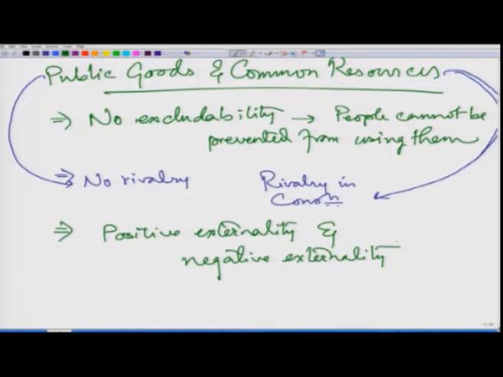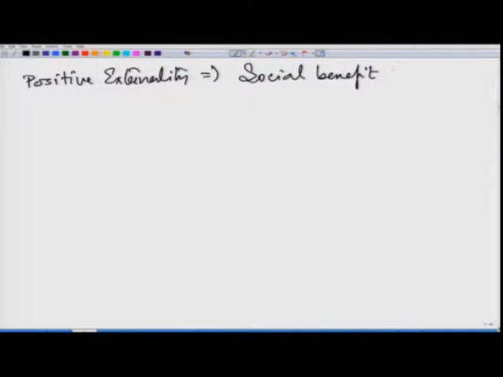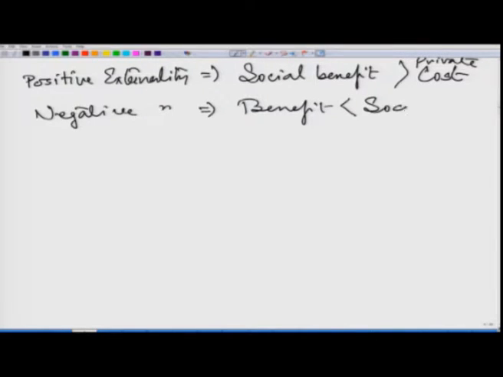Negative externality. Now, what is positive externality? We will discuss in detail about positive externality, but still, what is positive externality? Positive externality is where my social benefit is greater than the private cost. What is negative externality? Where my benefit is lesser than my social cost.